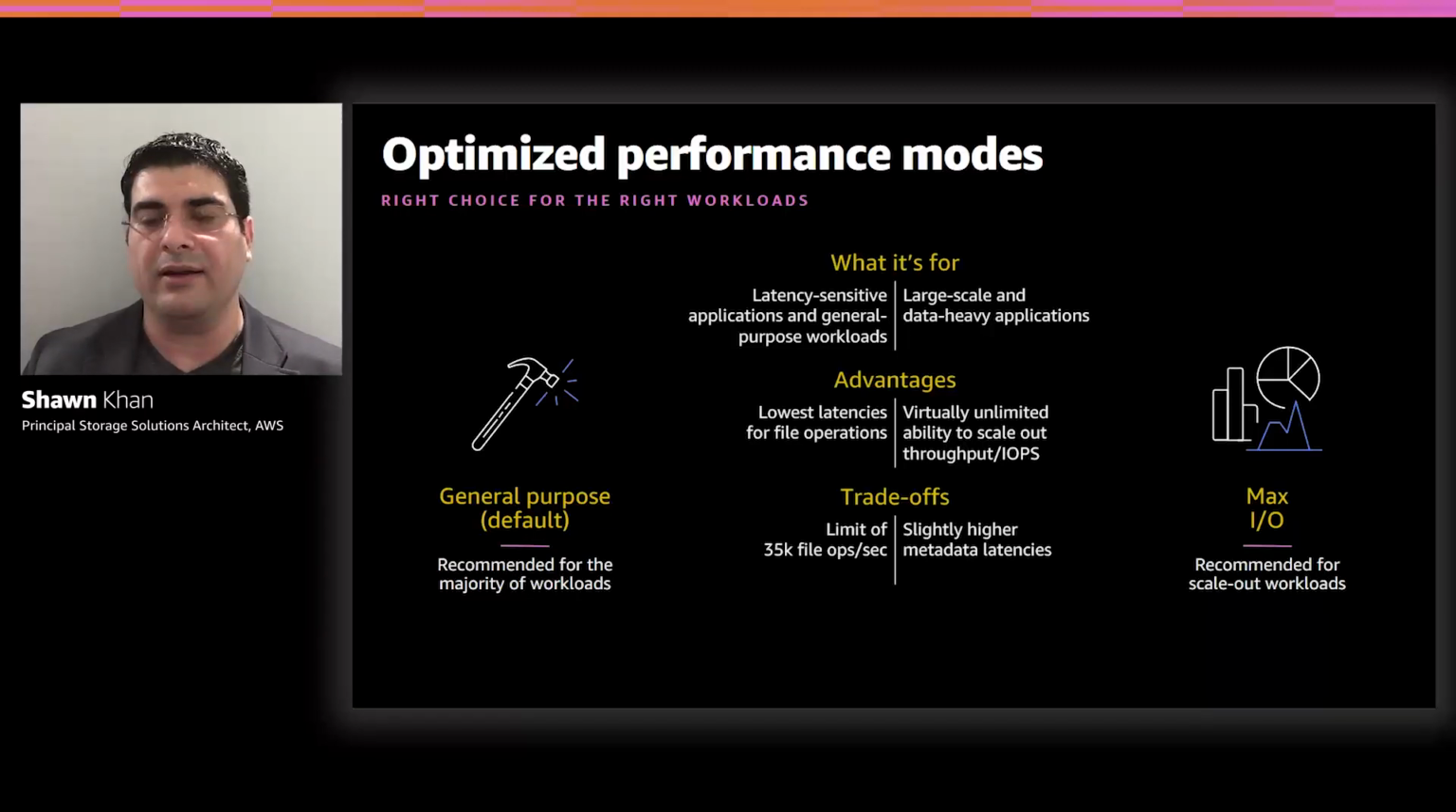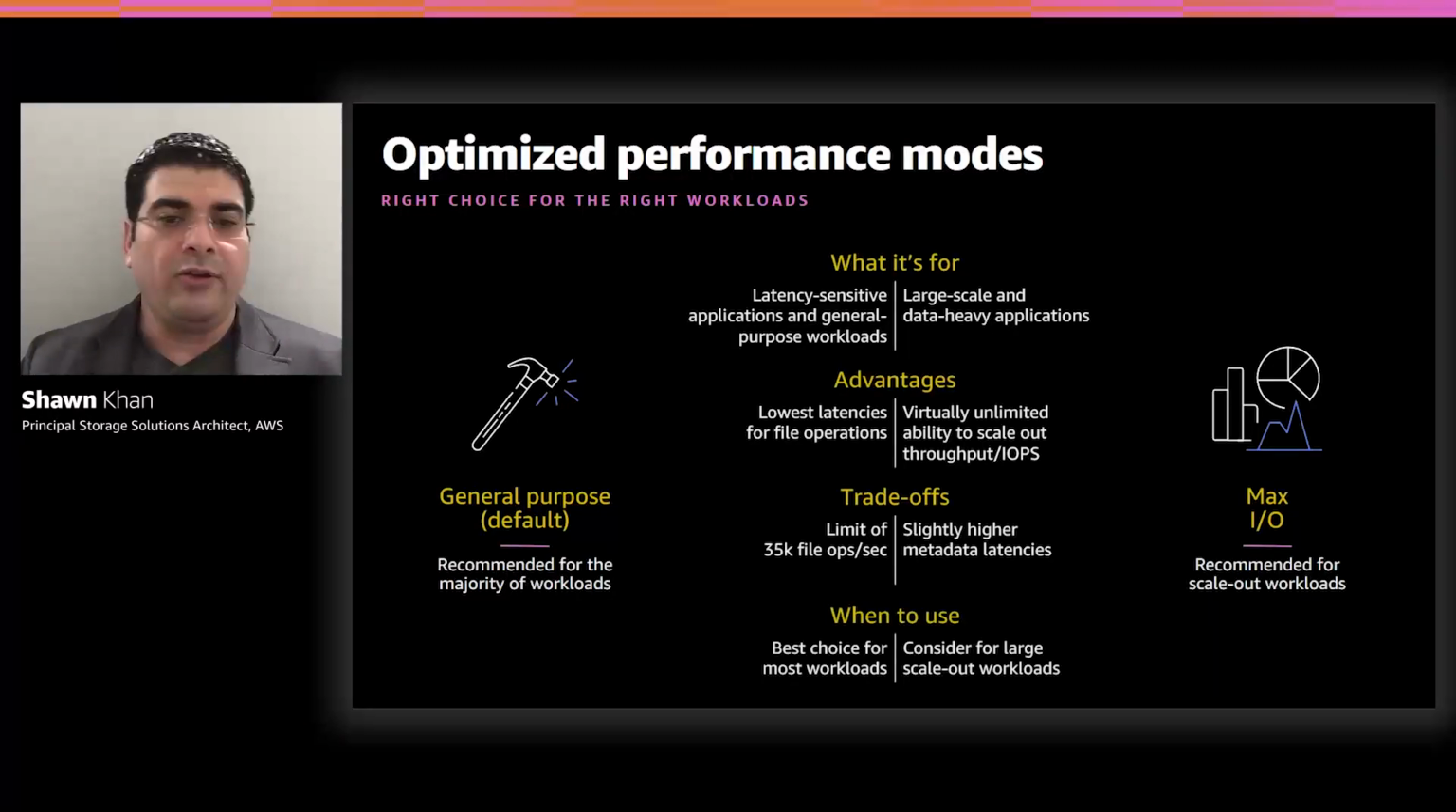So we recommend that when you know that you're going to have a lot of small files with a lot of metadata operations, it's better to get a blend of general purpose and max IO EFS performance modes. And when to use that: general purpose is typically the starting point for many of our customers. And as the workloads grow, for large scale workflows and workloads, max IO is the recommended performance mode.